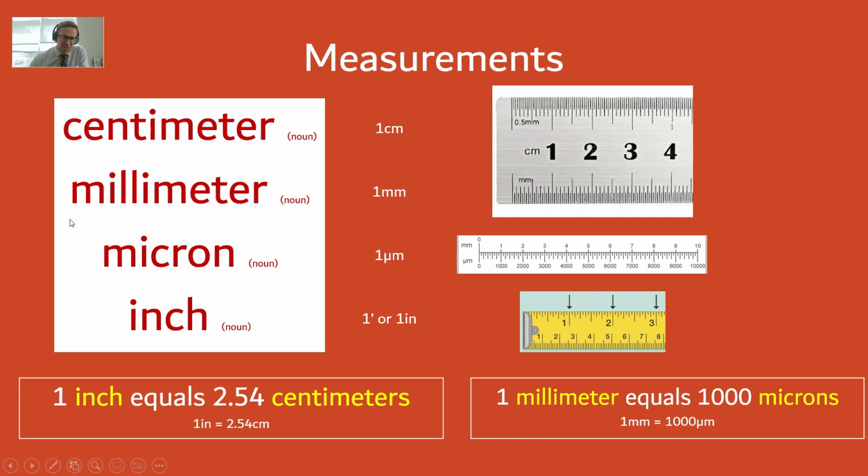Micron is not that difficult to spell. The C in this one is a K sound. Here it was a S, here it's a K sound. And the stronger sound for the pronunciation is on the first one, micron. And then inch is just one sound, but you need to remember to put the CH at the end when you're spelling it.